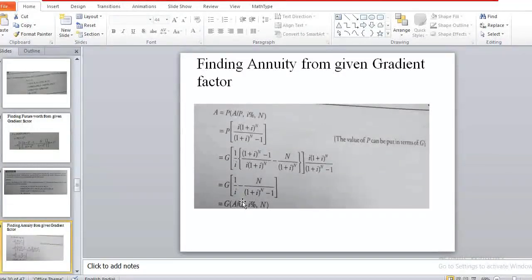By using this particular approach to find the present value from the given gradient, that formula we can utilize to find the future value and the annuity value from the given gradient factor. So we go through some numericals based on these two formulas to find the annuity and the future value.